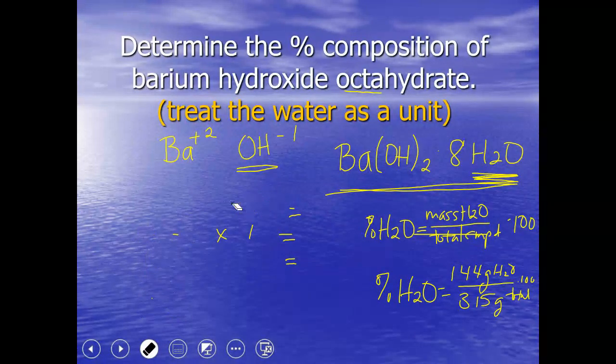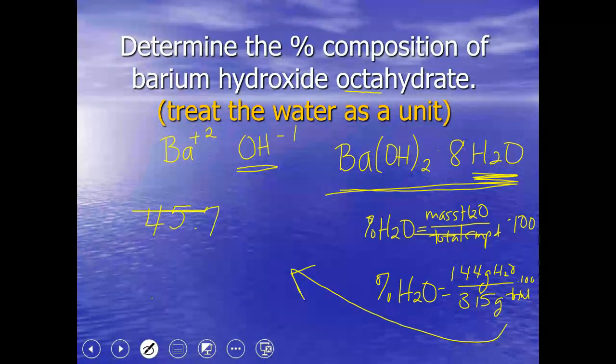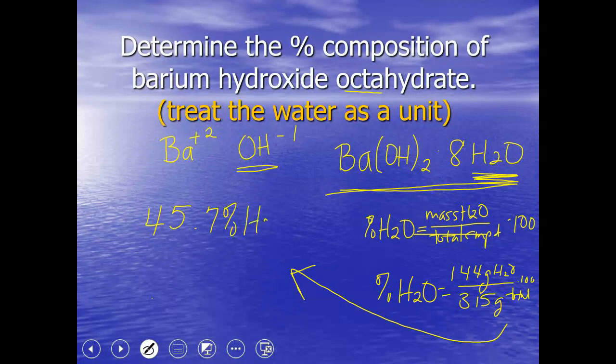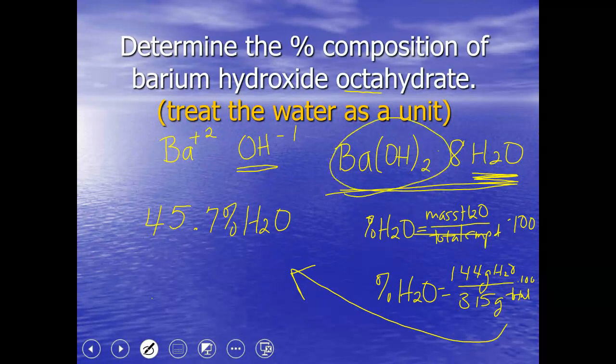Alrighty. And hopefully you've gotten out your calculator and done that math. But 144 divided by 315 times 100, and I got as an answer to that 45.7, and that is the percent of water. So almost half of this hydrate is made of water. Now the other 54.3% is the barium hydroxide.